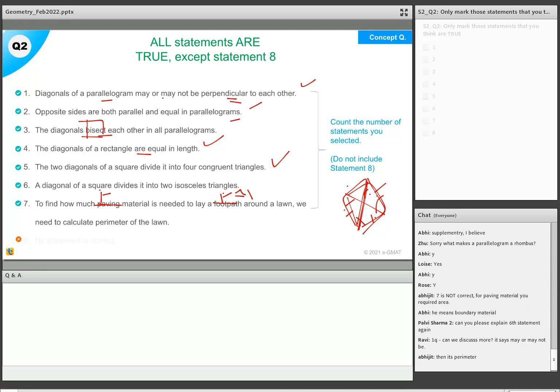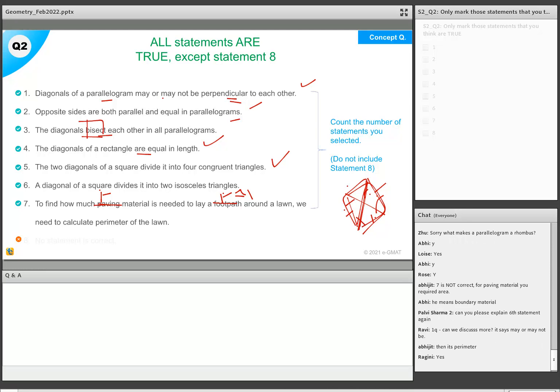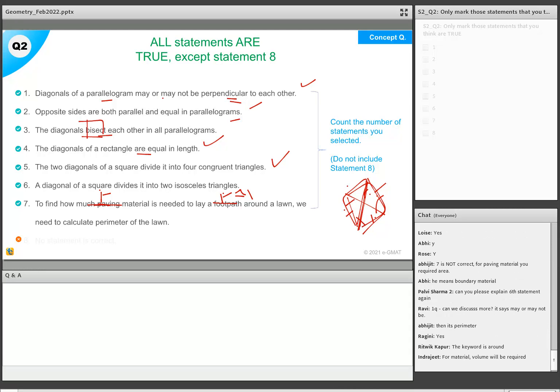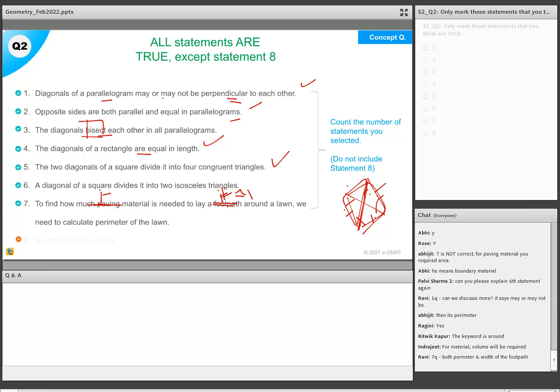Then it's perimeter, absolutely. So I think this should have been made as fencing material. I'll note that down for next time. But your point is correct, Abhijit. Yeah. Volume is required, but what you have to calculate is the perimeter. Then you probably require the cost and all those other things eventually.